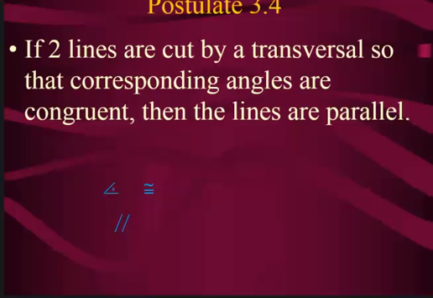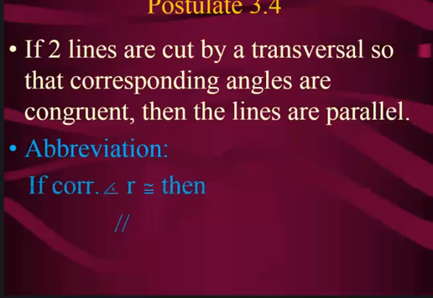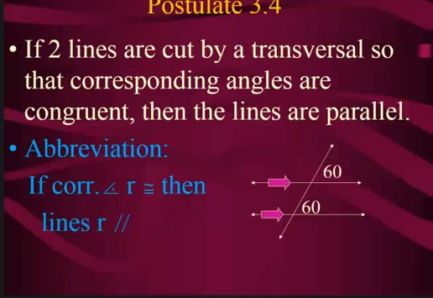Okay, the first postulate says if two lines are cut by a transversal, again, we don't know if these lines are parallel yet, but if they are cut by a transversal so that corresponding angles are congruent, then we know the lines are parallel. So we write it like this: if corresponding angles are congruent, then the lines are parallel. We use abbreviations and symbols to make it a lot easier to write out these postulates.